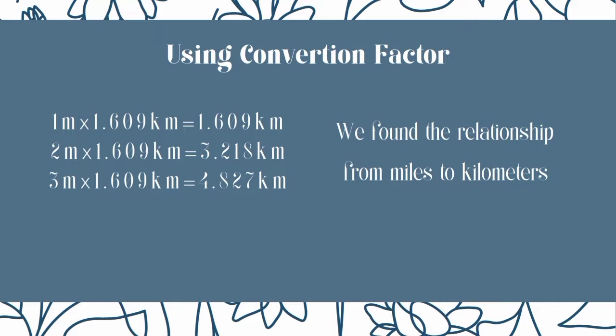Using conversion factor, 1 mile times 1.609 kilometers equals 1.609 kilometers. 2 miles times 1.609 kilometers equals 3.218 kilometers. 3 miles times 1.609 kilometers equals 4.827 kilometers. We found the relationship from miles to kilometers.